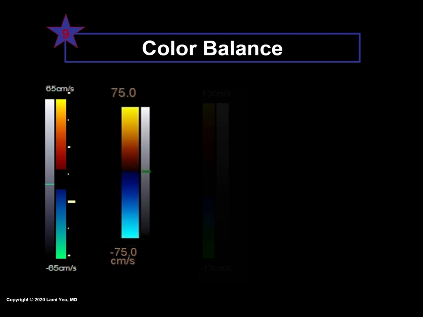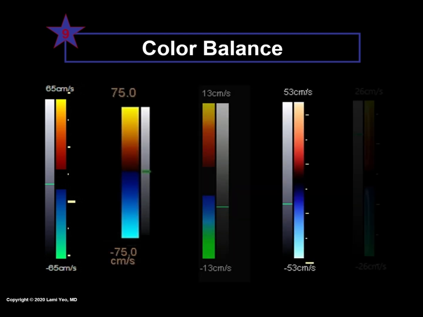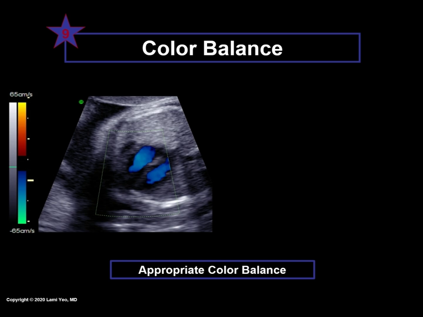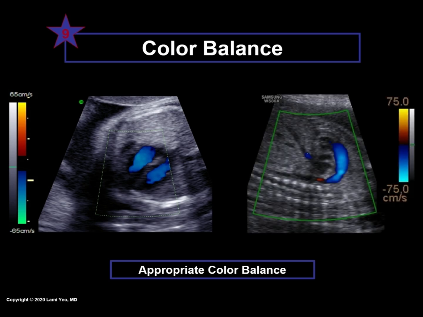Here are some examples of color balance depicted by different ultrasound companies. Here are two examples of appropriate color balance. The left image shows diastolic flow through the mitral and tricuspid valves, represented in blue, away from the transducer. There is similar filling of both ventricles. The right image shows color flow through the ductal arch in blue.